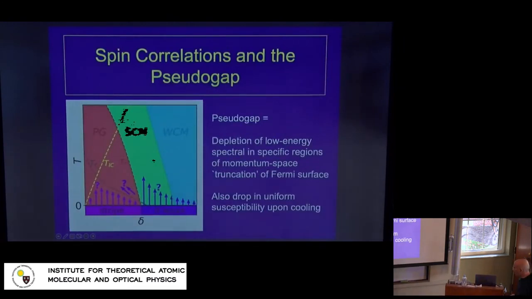Okay, so now more about the spin correlations in the pseudogap, and yes? What was U over t when you were seeing these commensurate charges?